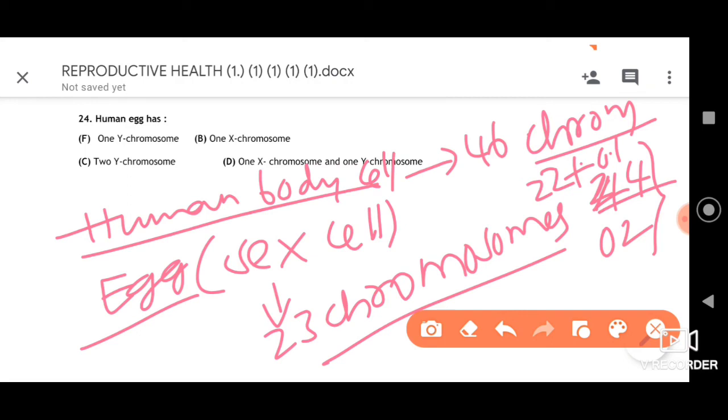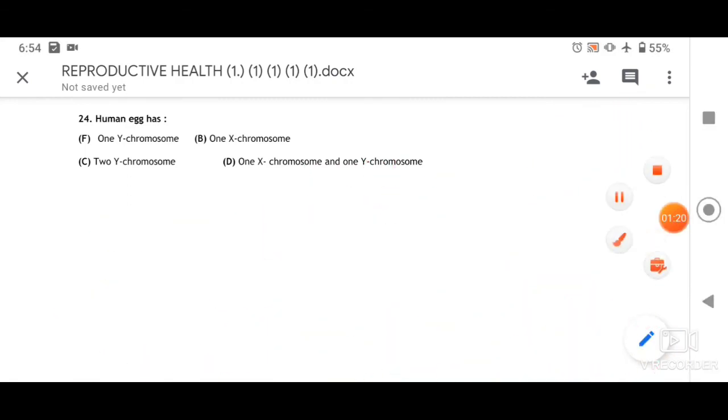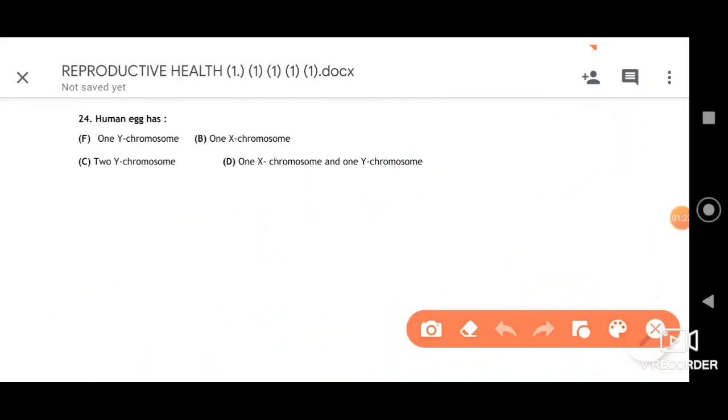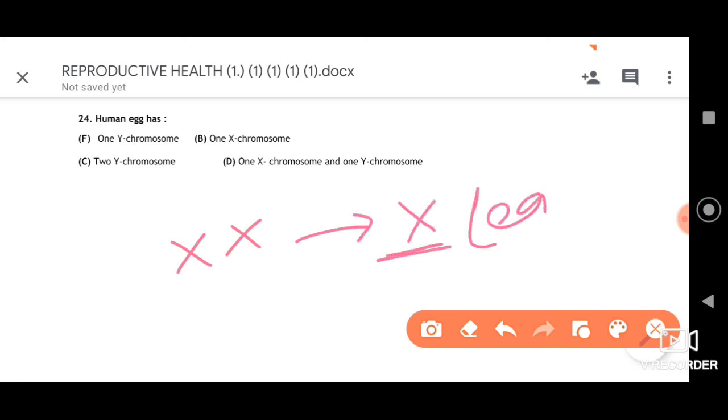So if you go by that, for example, a human female body cell has X and X as the sex chromosomes, so one of the X chromosomes will go to the egg. So what I mean to say is, they will have only one X chromosome, my friends. So the right answer is what? Option B.